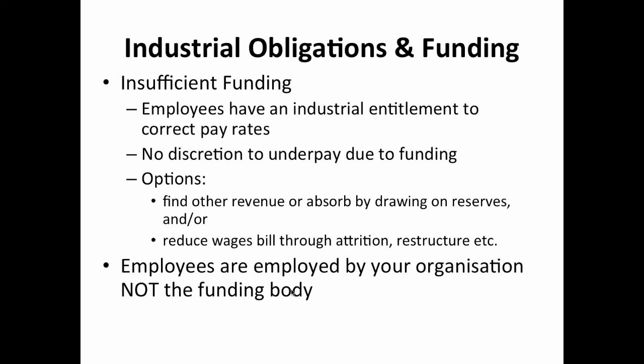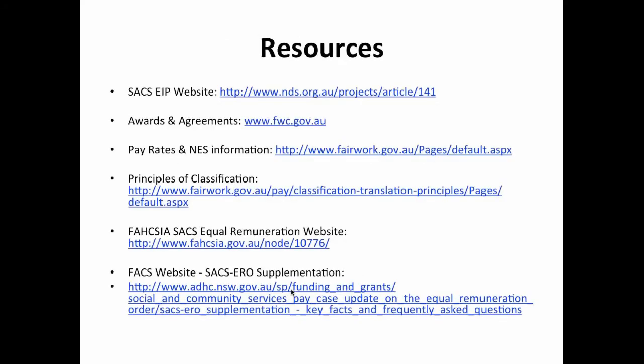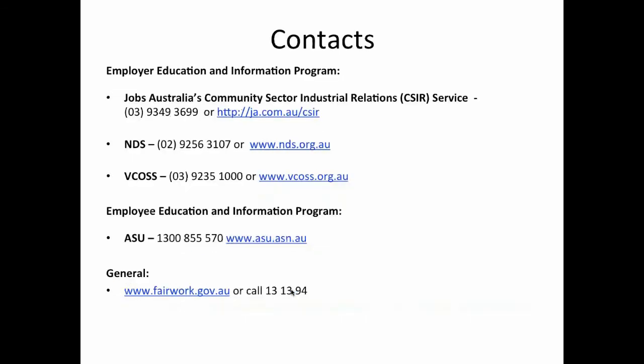I'm just going to put up some resources now. Some good information on the NDS website. Obviously you can access the Fair Work Ombudsman's website as well as the Fair Work Commission website, and FACSIA, as you can see here, has some good information around the equal remuneration order. Also some contact numbers if you needed to get in touch with any one of those organisations to get some more information.